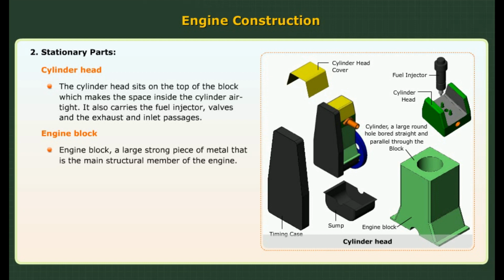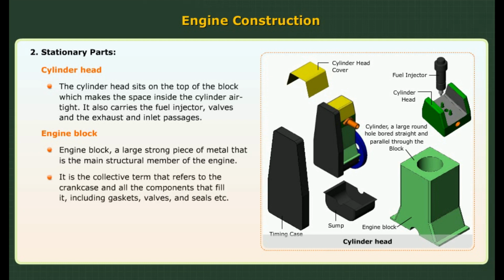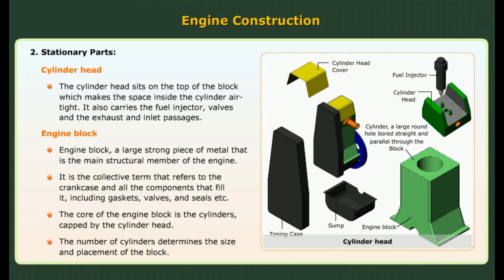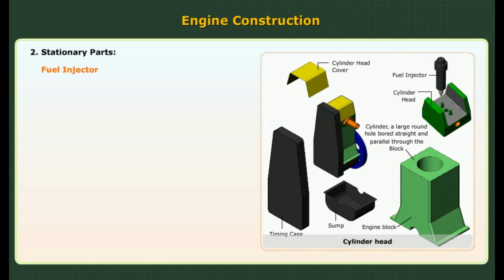Engine block. Engine block is a large, strong piece of metal that is the main structural member of the engine. It is the collective term that refers to the crankcase and all the components that fill it, including gaskets, valves, seals, etc. The core of the engine block is the cylinder, capped by the cylinder head. The number of cylinders determines the size and placement of the block.